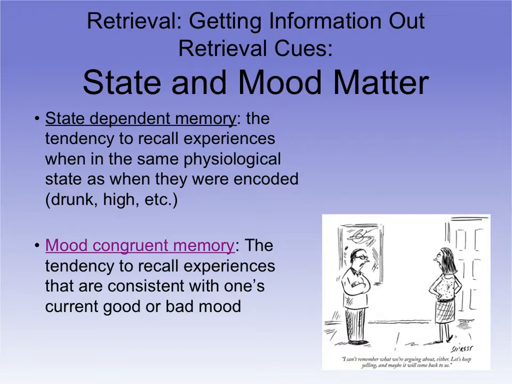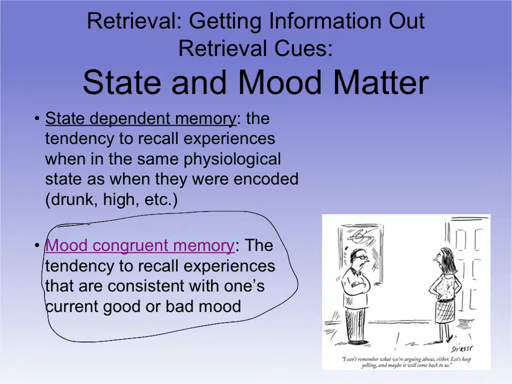There is, let's do the second one first, mood congruent memory. So if you learn material in a certain mood, let's say you're really happy, you're more likely to remember it when you're happy. If you learn it when you're really angry, you're more likely to remember it when you're angry.